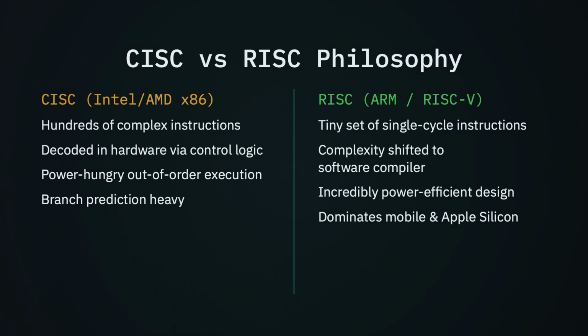Intel and AMD's dominant x86 architecture is built on CISC, complex instruction set computing. CISC is like a Swiss Army knife. It has hundreds of complex instructions built directly into the hardware. A single instruction can tell the chip to load data, perform math, and write it back to memory. This makes assembly language compact, but it requires massive, power-hungry control units, branch predictors, and out-of-order execution logic on the chip to translate those complex commands into physical gate actions.